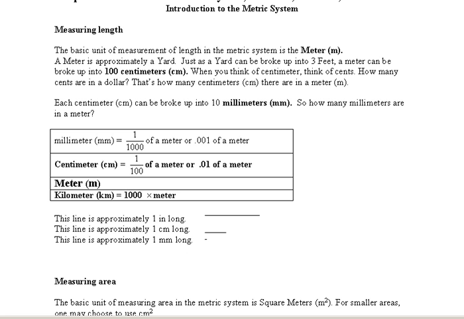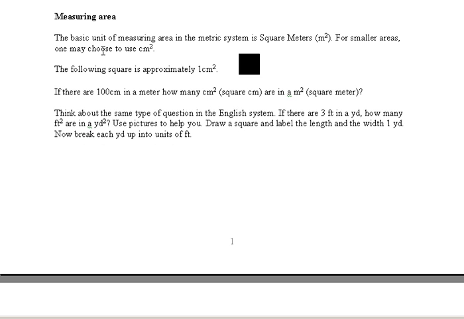Okay, let's continue on. Now, when you're measuring area, the basic unit of measuring area in the metric system is square meters. It's like dealing in the English system where we have square feet or square yards. Well, we deal with square meters. For smaller areas, one may choose to use square centimeters. Okay, following is approximately 1 square centimeter. In other words, it's 1 centimeter by 1 centimeter. That gives you 1 square centimeter.